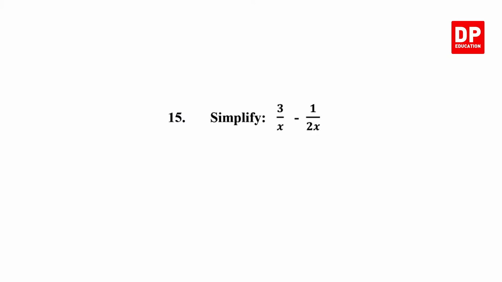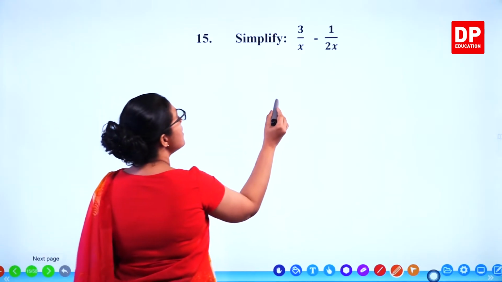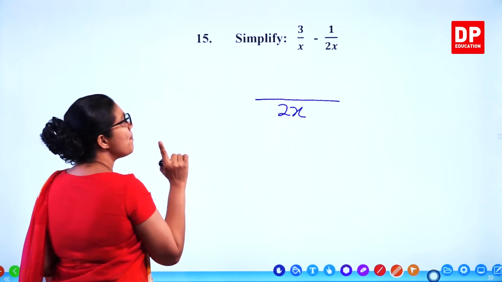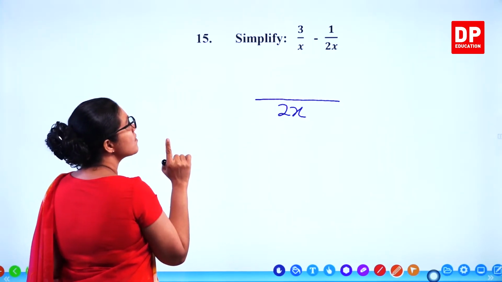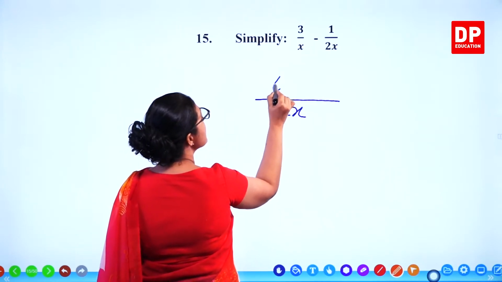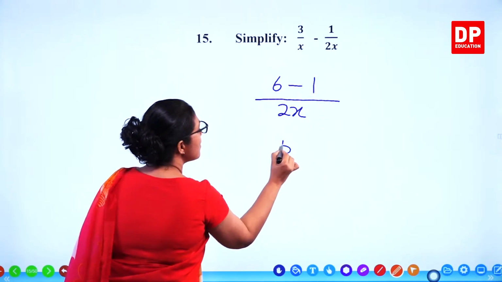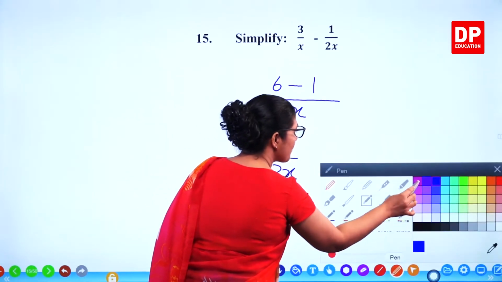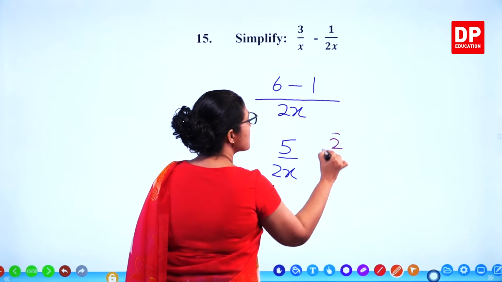Question number 15. Simplify algebraic fractions. X and 2x both are the denominator. So 2x is the common denominator. Lowest common multiple. Convert to 2x, multiply by 2. 2 times 3 is 6. 6 minus 1, you get 5. 5 over 2x. 2 marks.